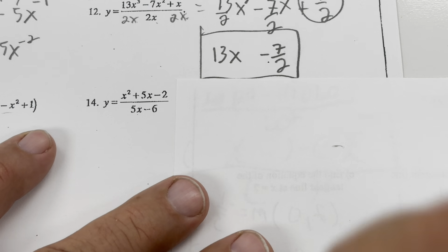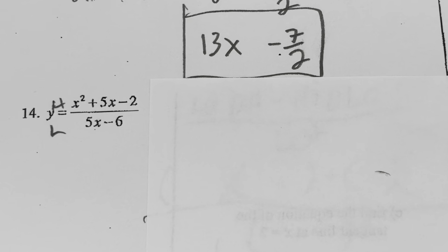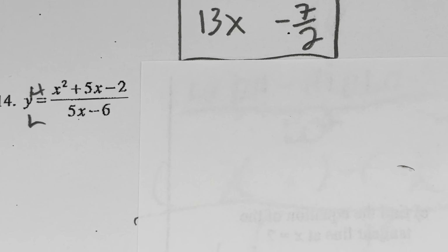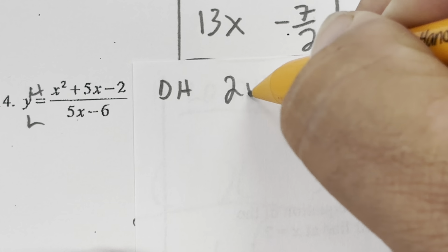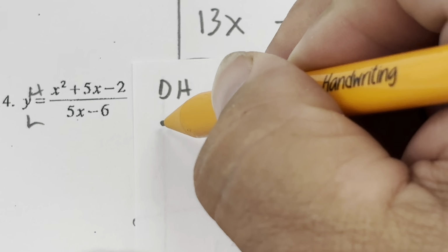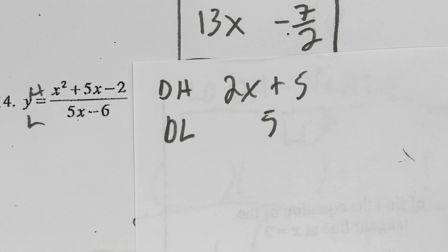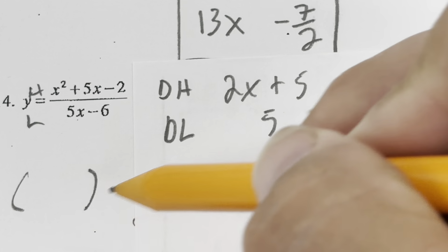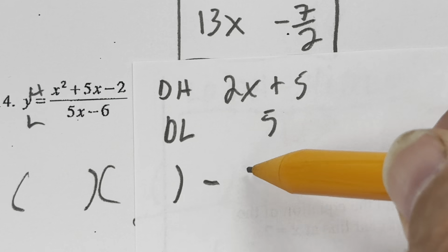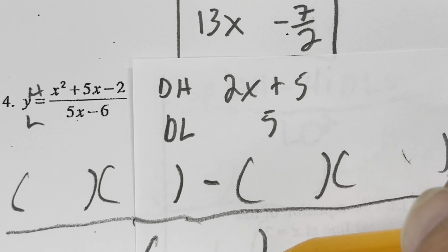I have a high value. I have a low value. The derivative of the high value, the D high, is going to equal 2x plus 5. The D low, the derivative of the low value, is going to be 5. So I'm going to set up my template. Low D high minus high D low, draw the line, and square the low.